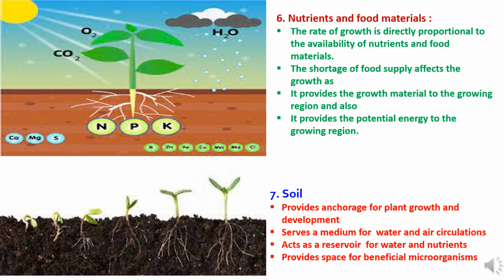Seventh factor is soil, which provides the anchorage for plant growth and development, serves as a medium for water and air circulation, acts as a reservoir for water and nutrients, and provides a space for beneficial microorganisms.